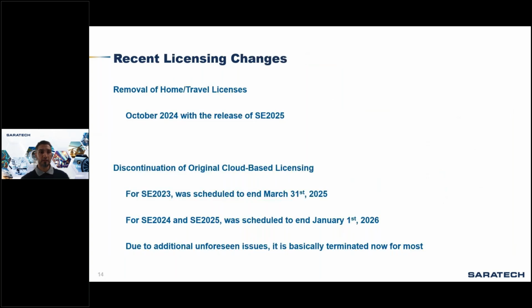Okay, so next let's jump into the recent licensing changes, of which there are 2 basically. So first is the removal of the home license option and the travel license option. And those I know were very popular. I'm sure many of you have used that because it was available to both node lock and floating license users. And this happened a few months ago in October with the release of Solid Edge 2025. You no longer have the option to generate home license files or travel license files.